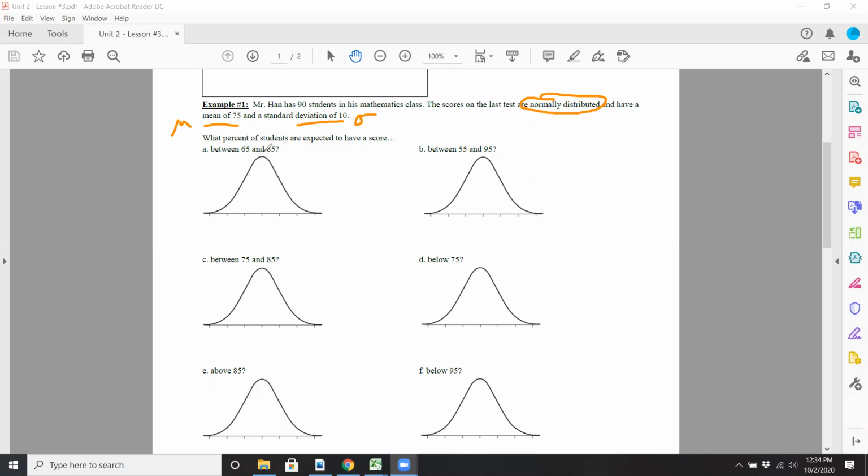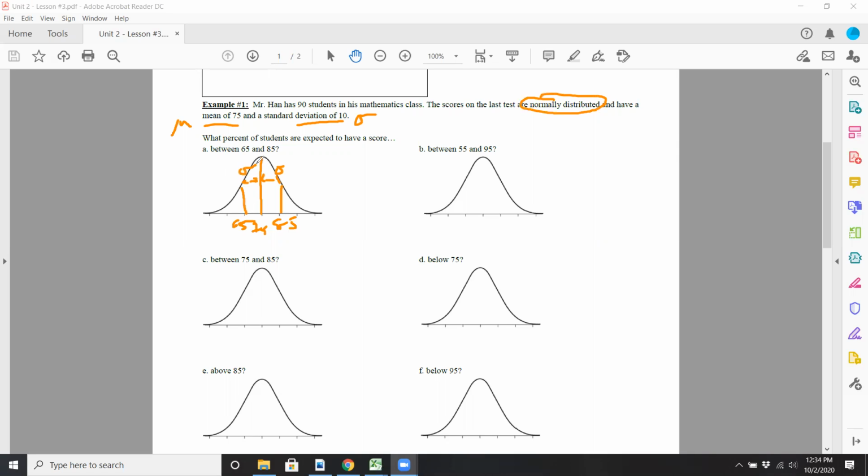Okay, so we have talked about z-scores. We're not going to really worry about that just now. So the mean is right here. That'll be 75. There is 65. There is 85. And we want to be within one standard deviation. So the standard deviation is 10, so that kind of makes sense, right? This is one standard deviation, and that's another.